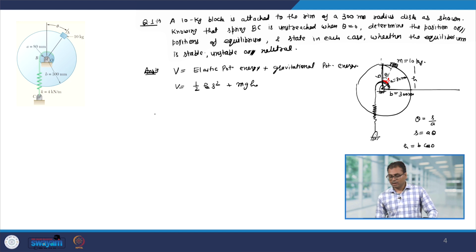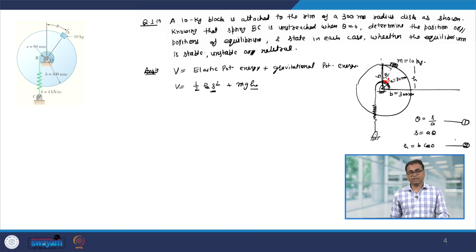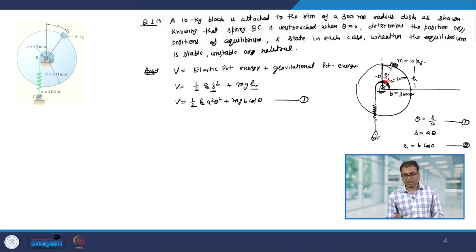And here note that I have written down the whole thing in terms of theta, because theta is our generalized coordinate. So, let us write down this s and h from these equations, so that everything will become in the generalized coordinate. So, V will be half k, s is a square theta square, plus mg, h is b cos theta. Let us call this equation number 1, and with this equation now let us study the equilibrium.